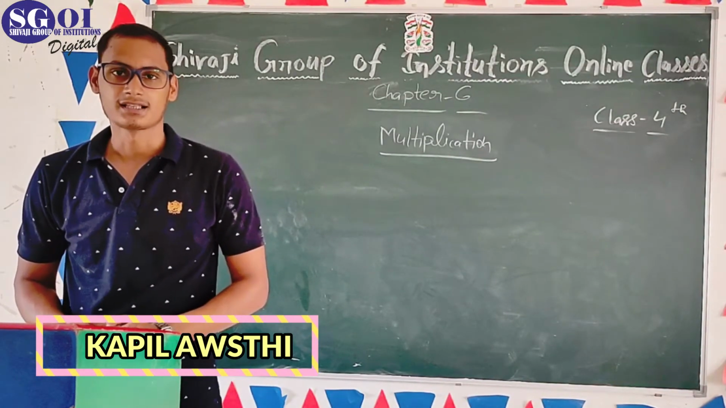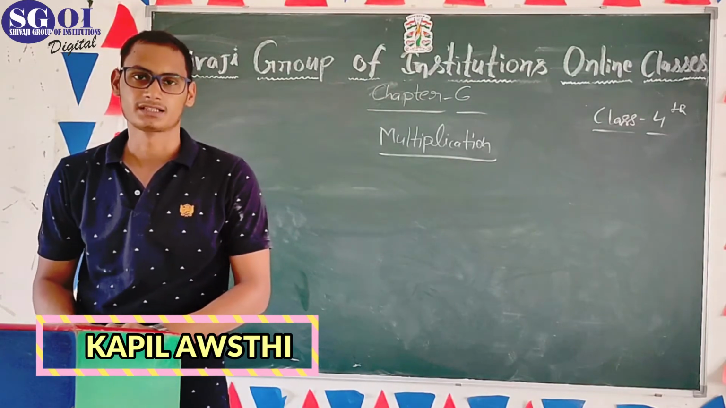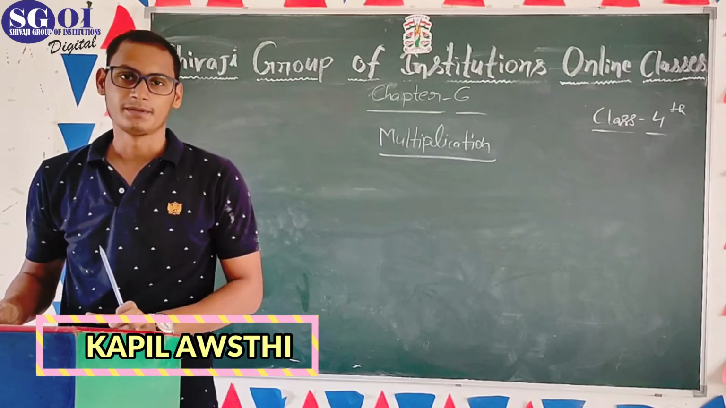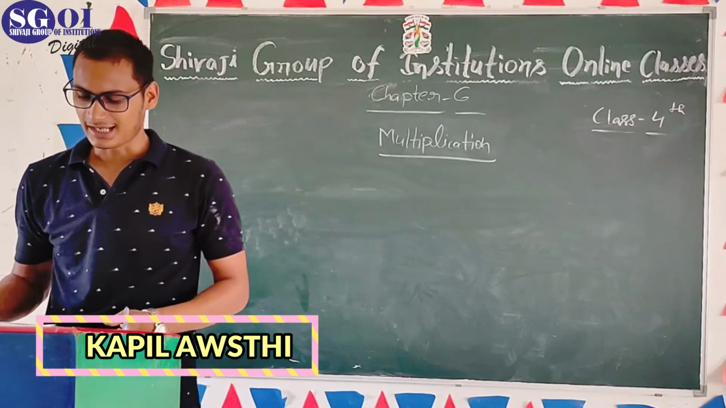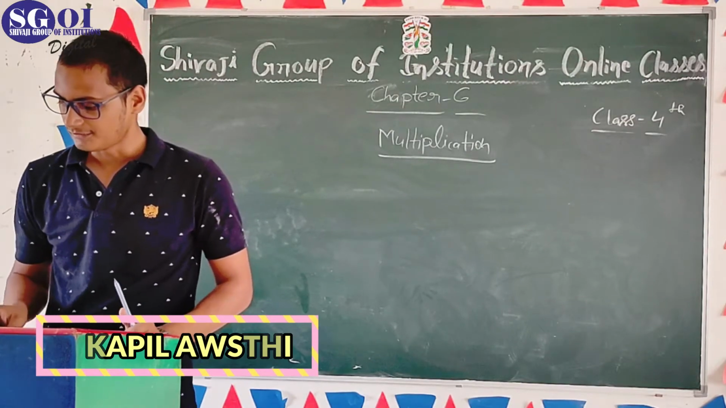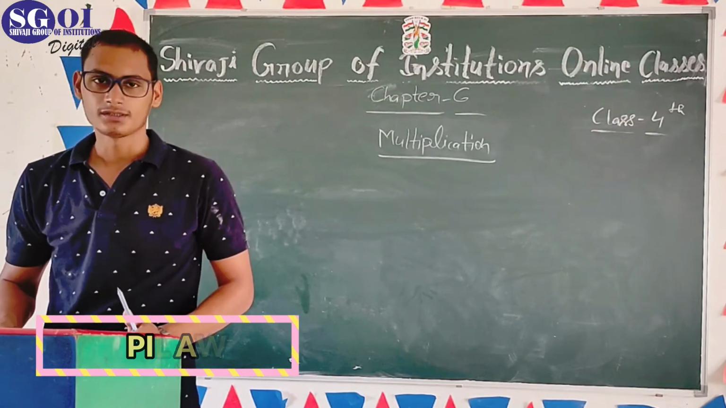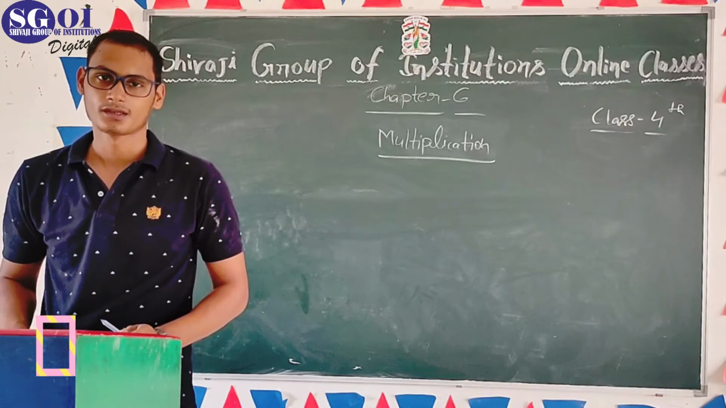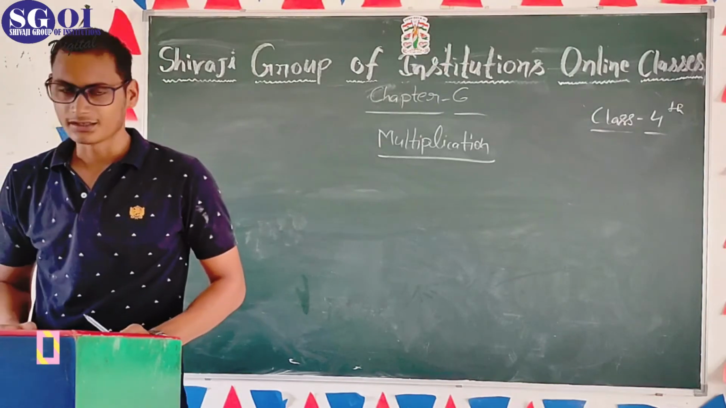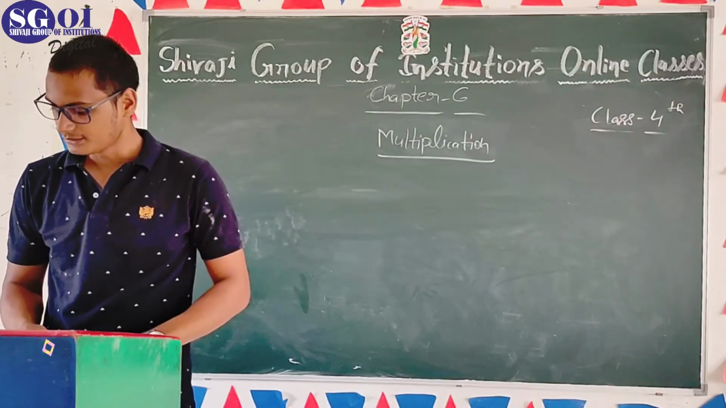Students, this is a maths class and we are doing chapter 6, and the chapter name is multiplication. In our previous class we finished exercise 6E. So today we will start our next exercise based on word problems. Exercise 6F. Students, take out your book and open page number 81.